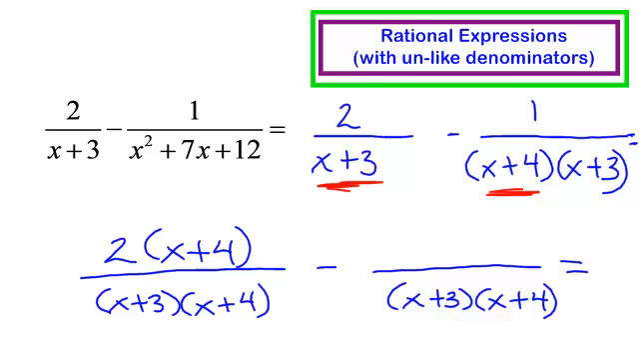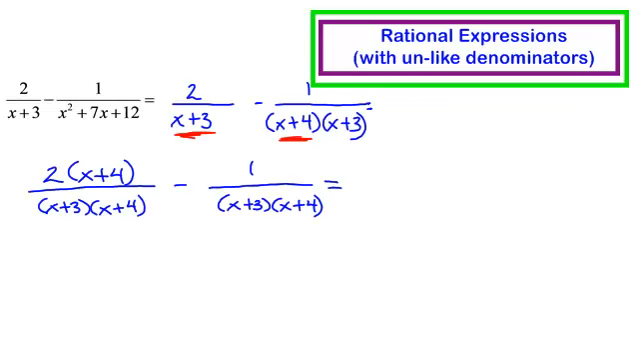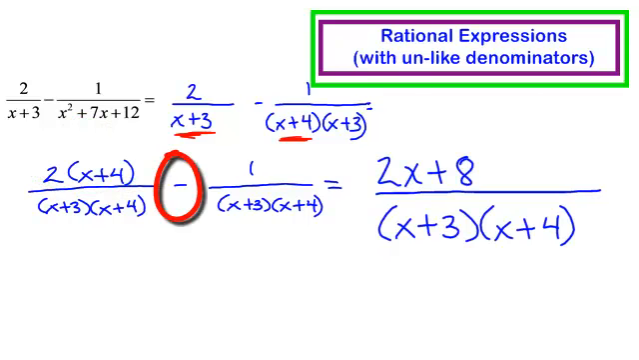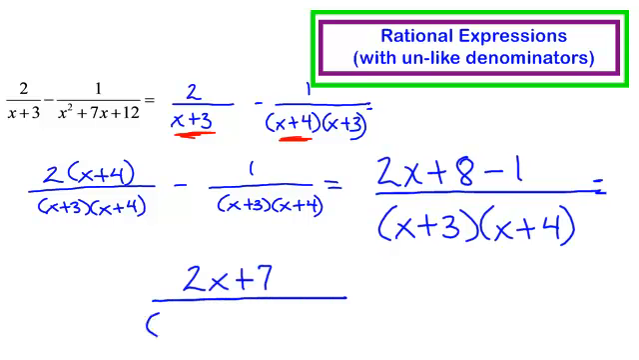The second fraction, I have everything I need. Once again, I do know that my denominator is x plus 3 times x plus 4. In the numerator, I will go ahead and do distributive property here. That will be 2x plus 8. Don't forget this minus. And this is not a binomial, so I don't have to distribute that negative. It will just be a minus 1. Almost done. In the numerator, I will have 2x plus 7. In the denominator, x plus 3 times x plus 4.